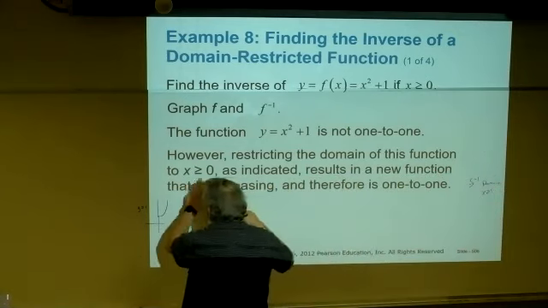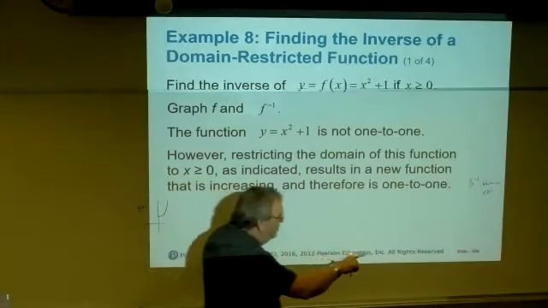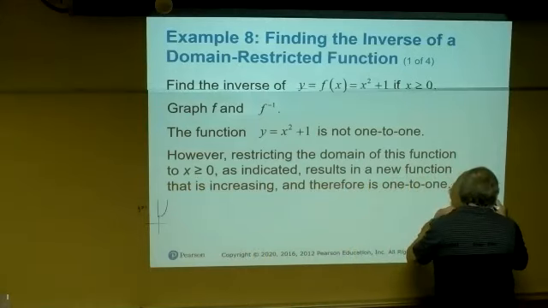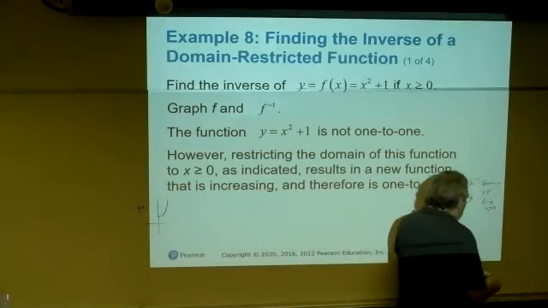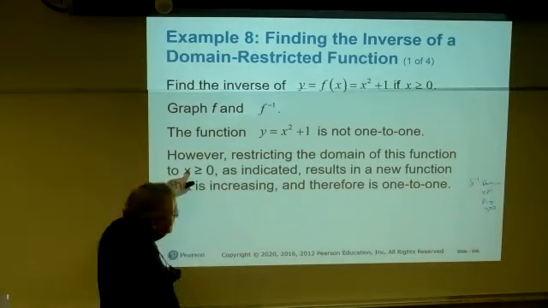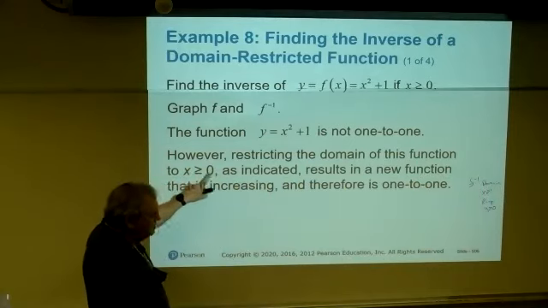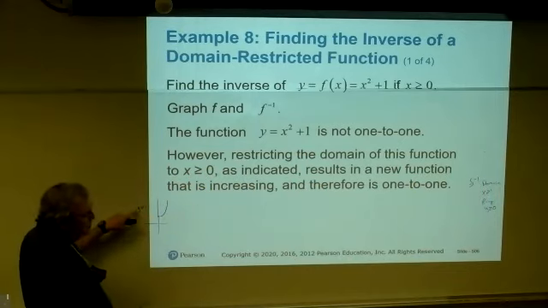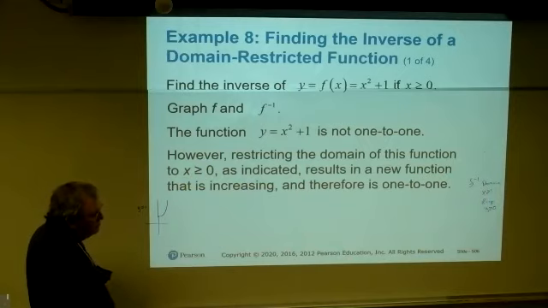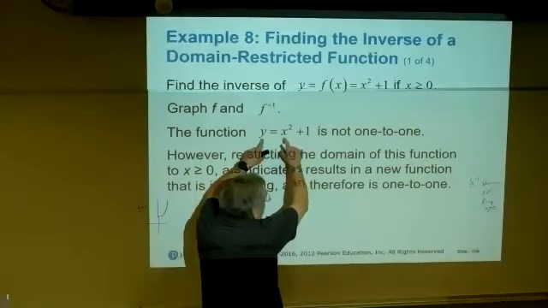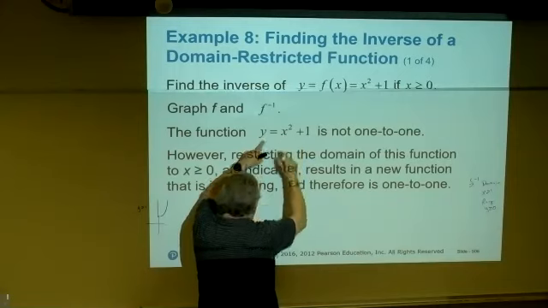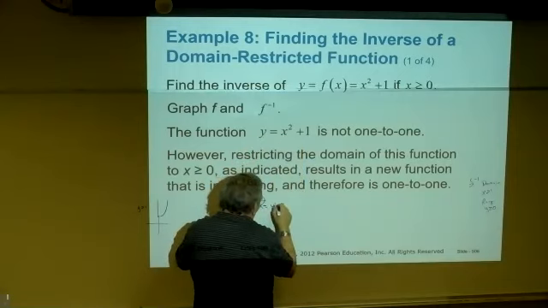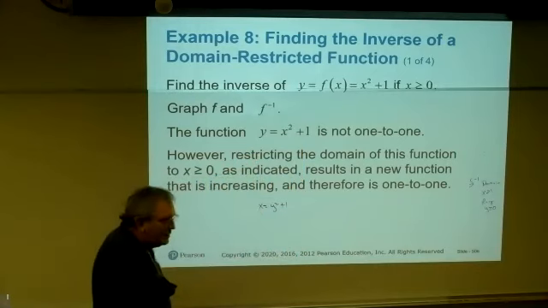My domain here was x is greater than or equal to 0, so that means my range is going to be y is greater than or equal to 0. This domain became the range, I'm just switching the x's and the y's, and this range became the domain. And so now I switch my x and y, so now I have x equals y squared plus 1, and I solve for y.